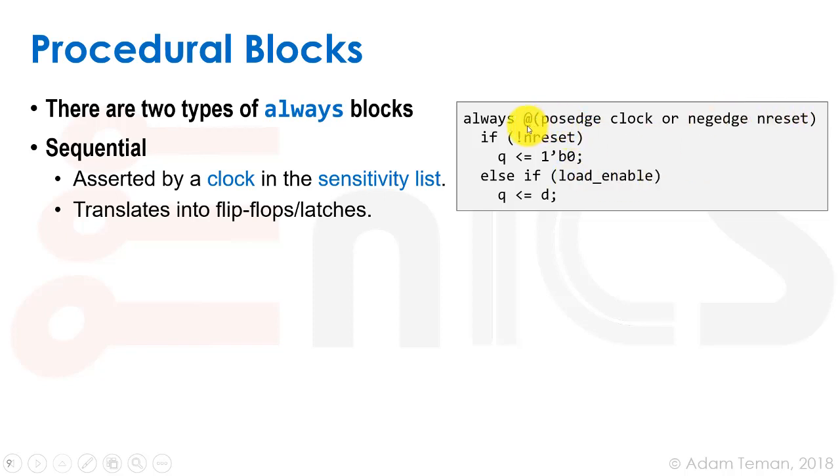Okay, and how do we find out or differentiate between a sequential always block and the next type, which is a combinational one, which we'll see in a second? When there is a clock signal in the sensitivity list. So we have posedge clock, there's a rising edge clock in the sensitivity list, and that means that this is a sequential always block. Okay, these always translate into flip-flops or latches. We're going to almost always want to describe flip-flops.